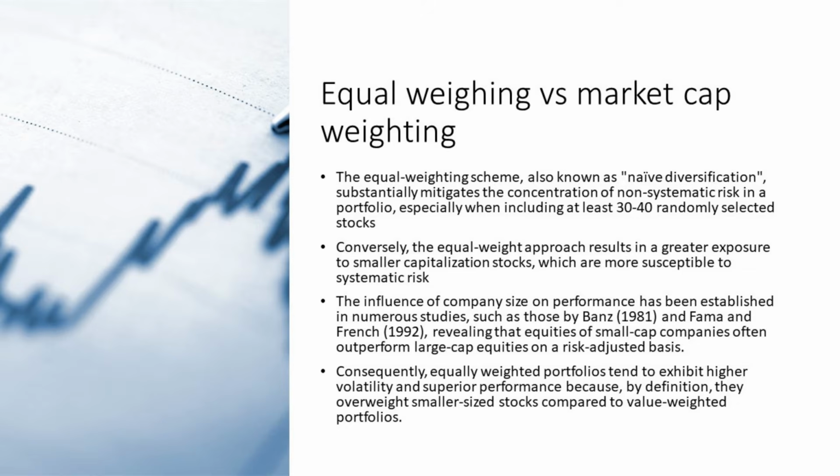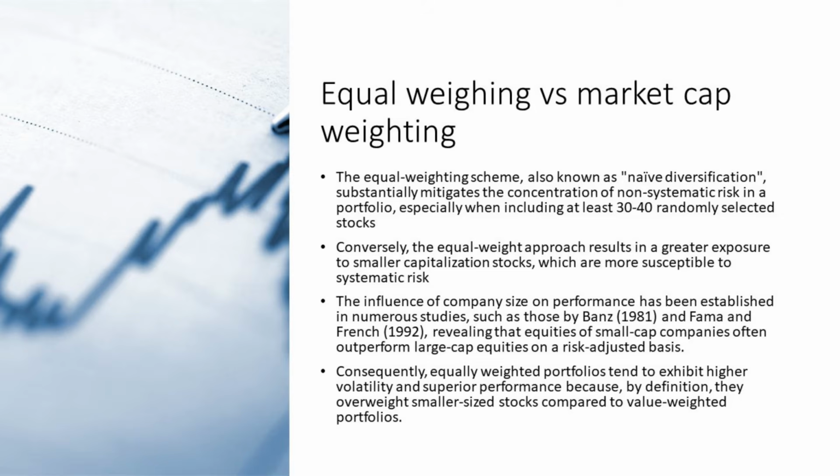And what it does is it mitigates the concentration of non-systematic risk in a portfolio, especially when you include at least 30 to 40 randomly selected stocks, or in that range. So an equal weighting scheme might work well for us. What it also does is that it results in a greater exposure to smaller capitalization stocks. Not small caps, but smaller capitalization. Remember, because if you're weighting by market cap, then you'd give the most weighting to the biggest company.